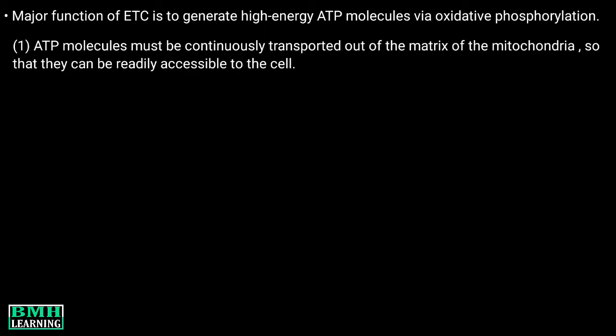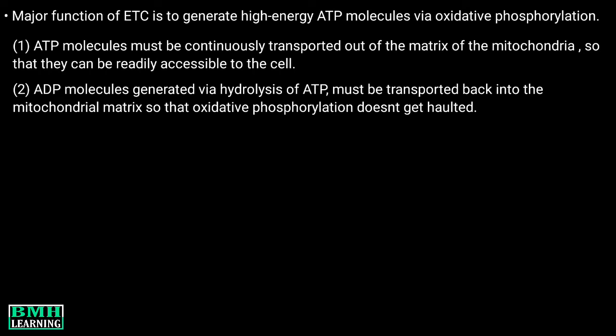First is, the ATP molecules must be continuously transported out of the matrix of the mitochondria so that they can be readily accessible to the cell. Second is, the ADP molecules generated via hydrolysis of ATP must be transported back into the mitochondrial matrix so that oxidative phosphorylation doesn't get halted.